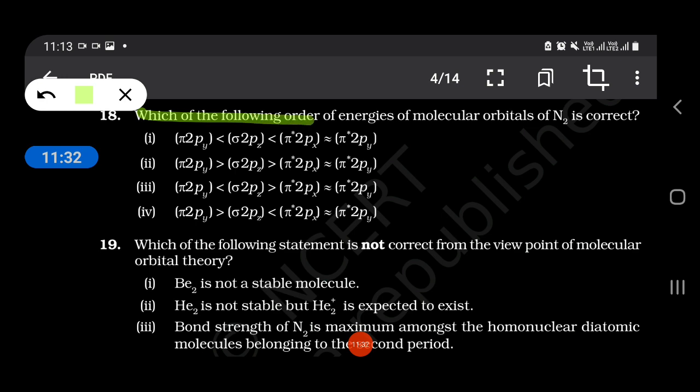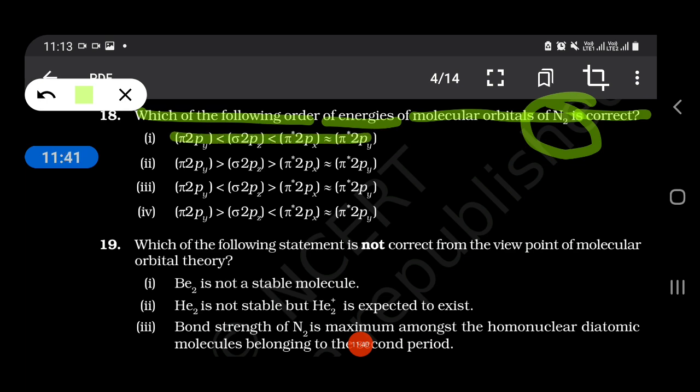Which of the following orders of energies of molecular orbitals of N2 is correct? So our answer is this one. Pi 2py greater than sigma 2pz greater than sigma star 2px equal to pi star 2py.